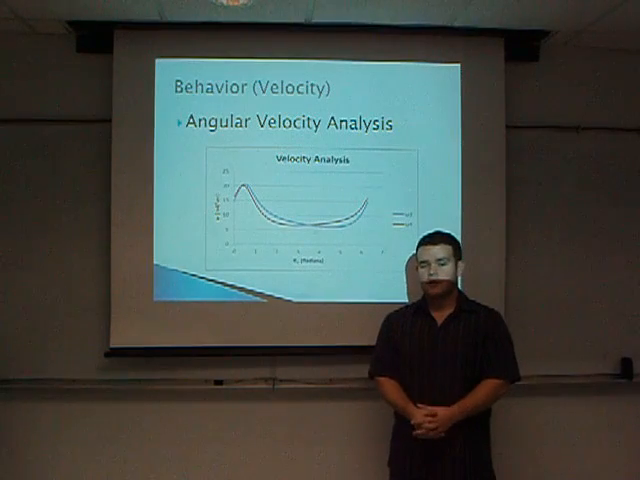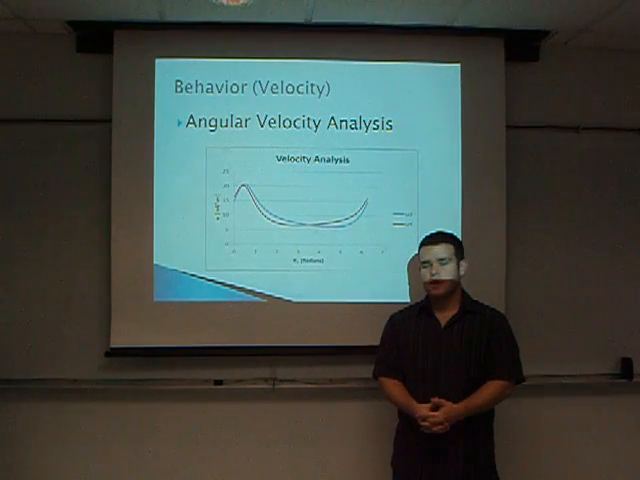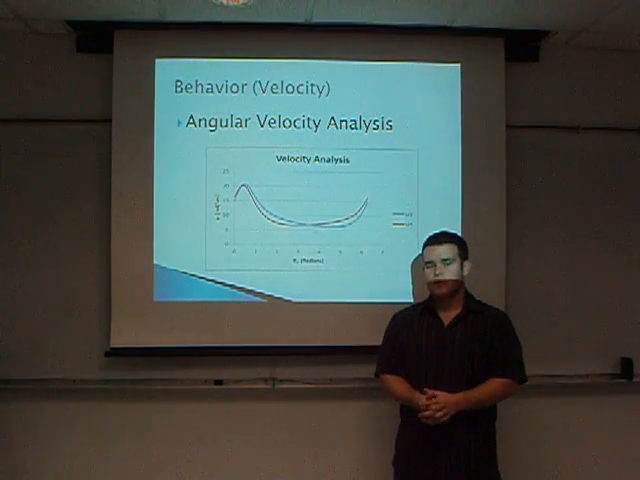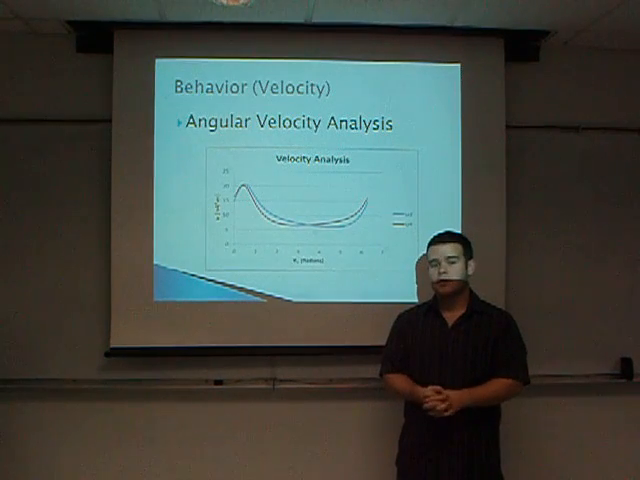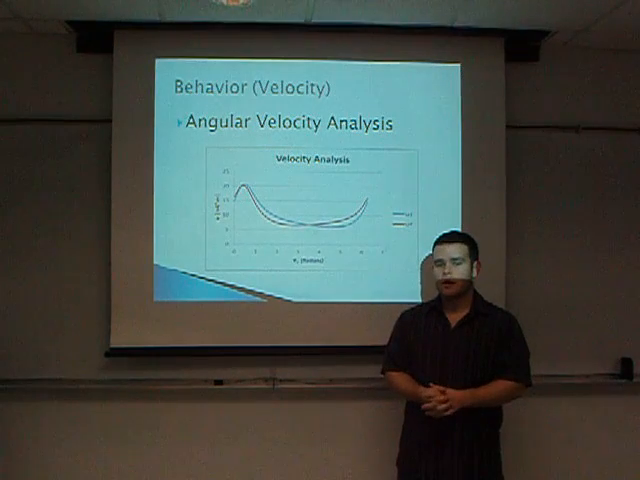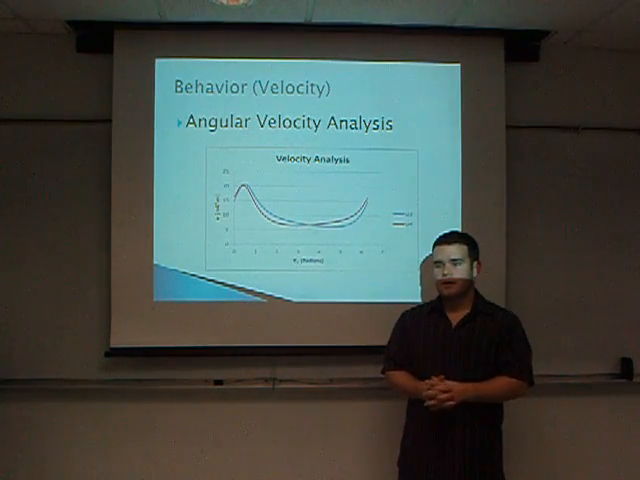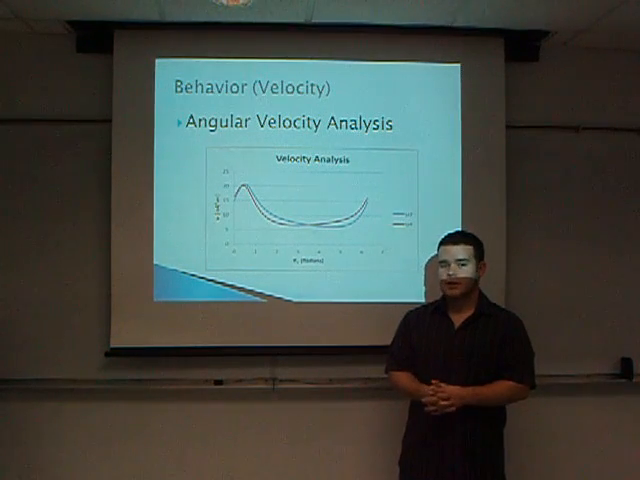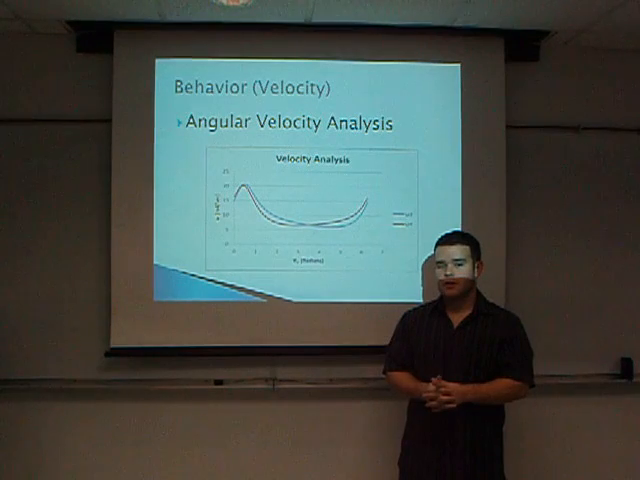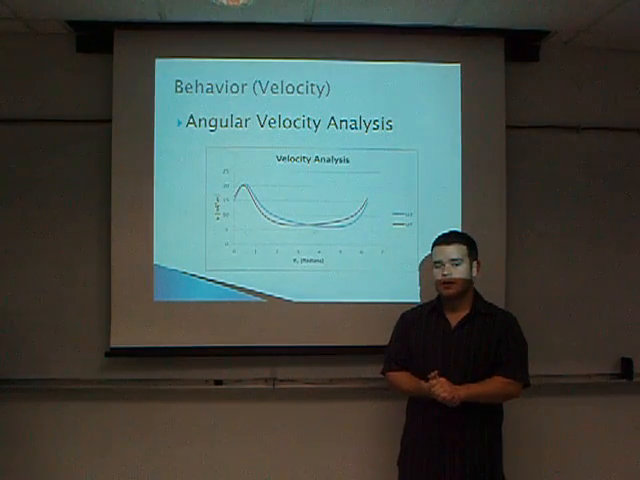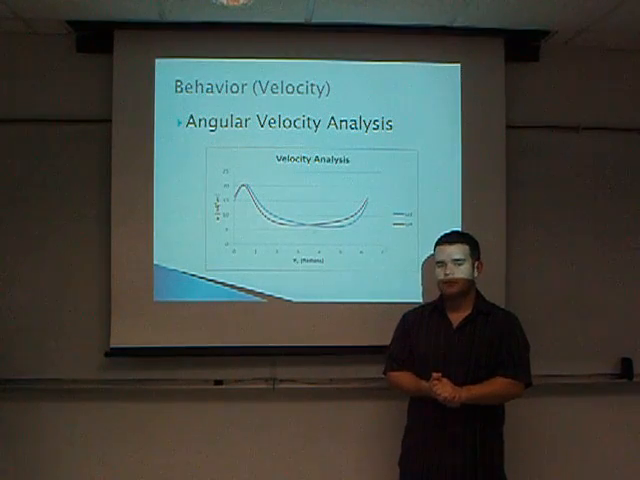With an input angular velocity, omega 2 equals 10 radians per second, we plotted the velocities of link 3 and link 4 as omega 3 and omega 4 respectively on this graph, showing every degree of rotation that the 4-bar mechanism follows. As you can see, although the input is a constant angular velocity, our output velocities do not follow the same pattern.